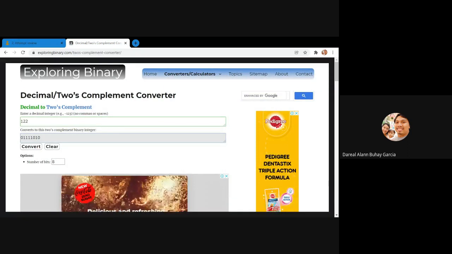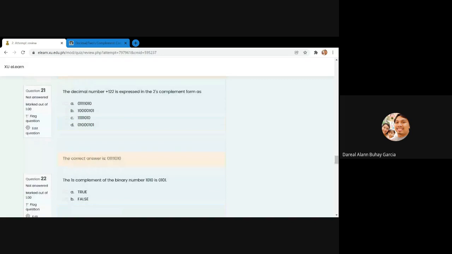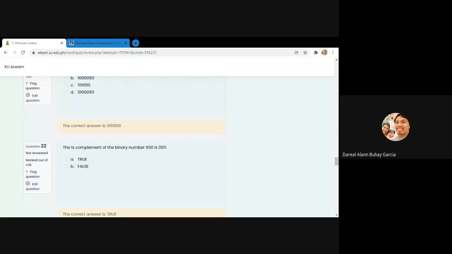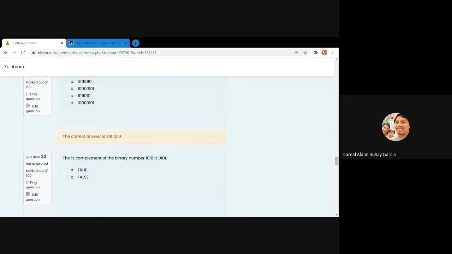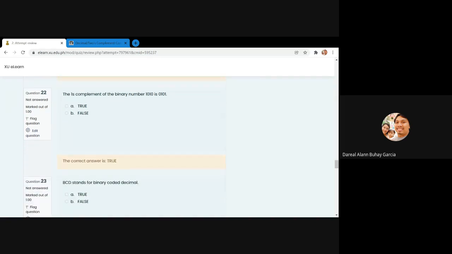Decimal to twos complement converter. The ones complement of binary number 1010 is 010. True. BCD stands for binary coded decimal. True. False. Yes, BCD, binary coded decimal.